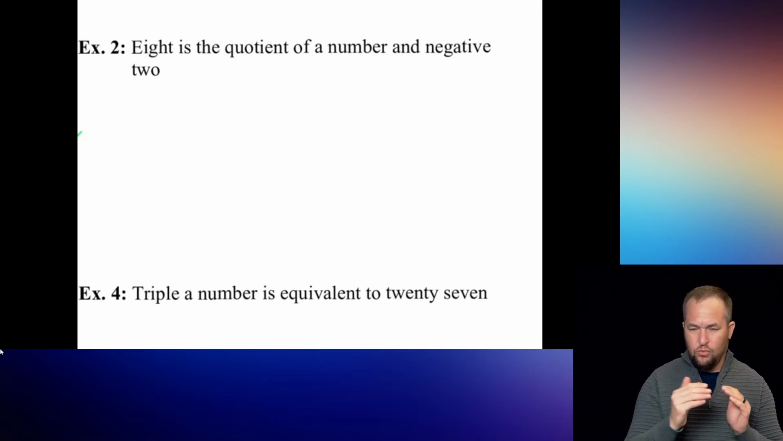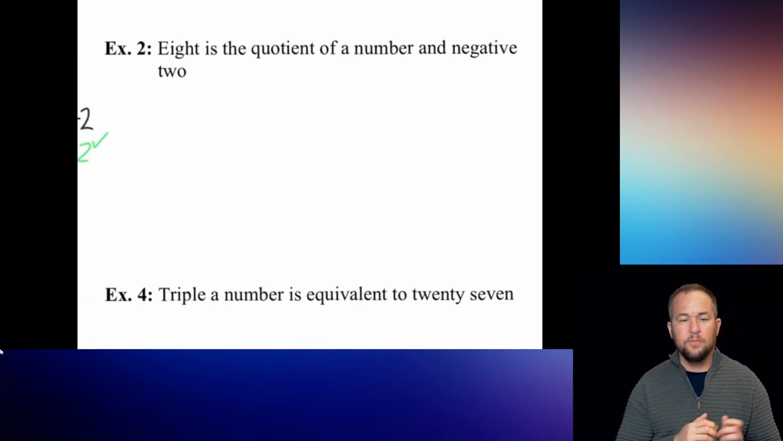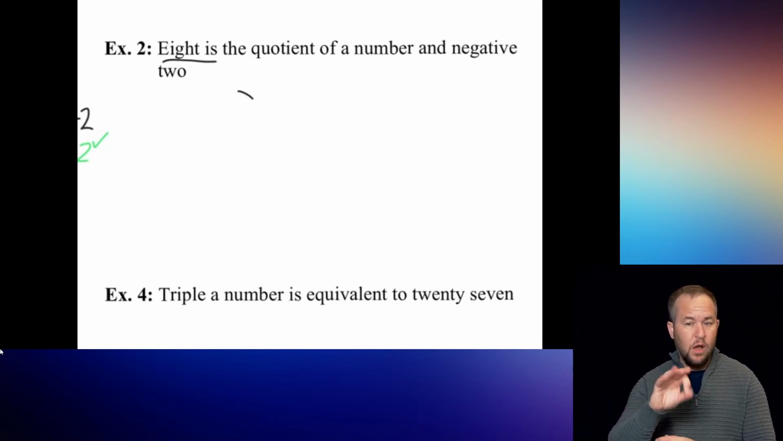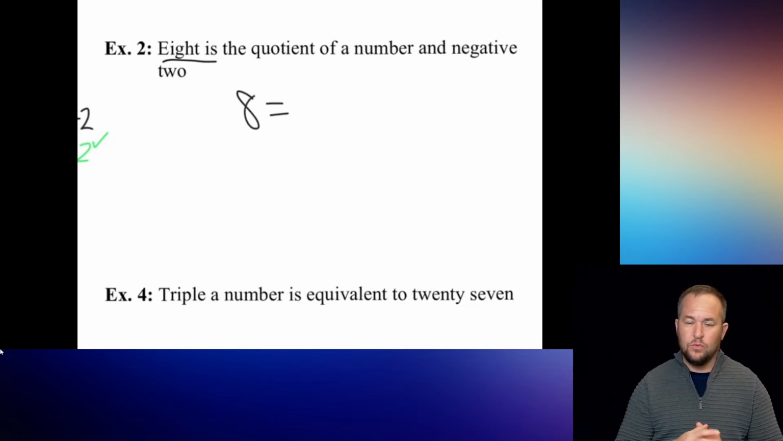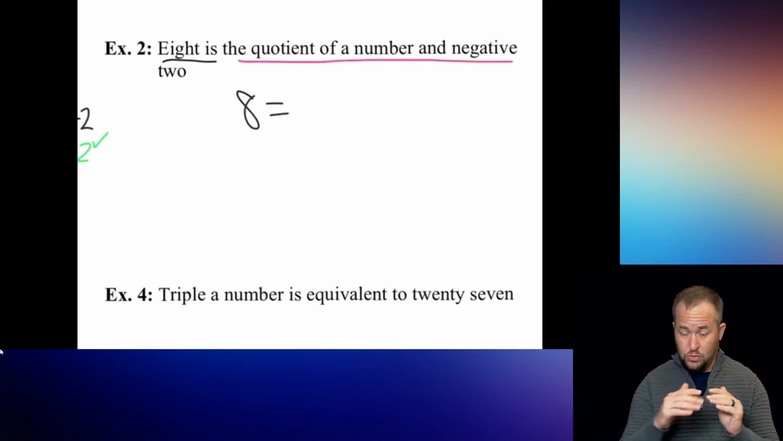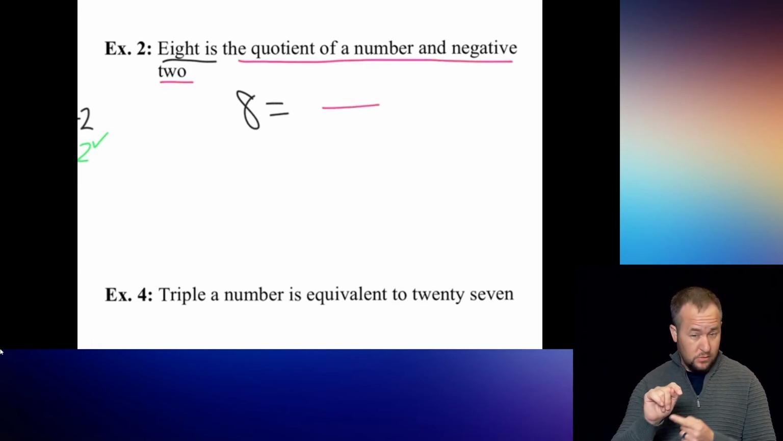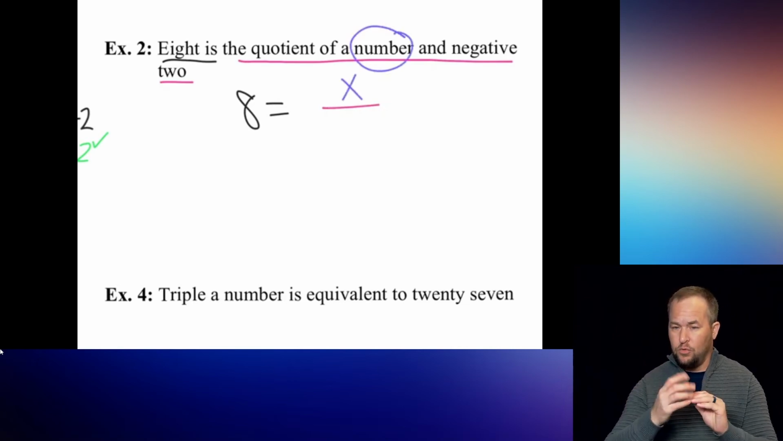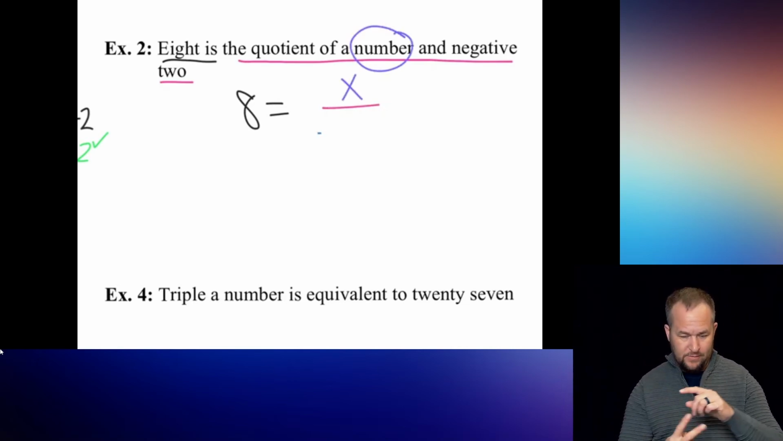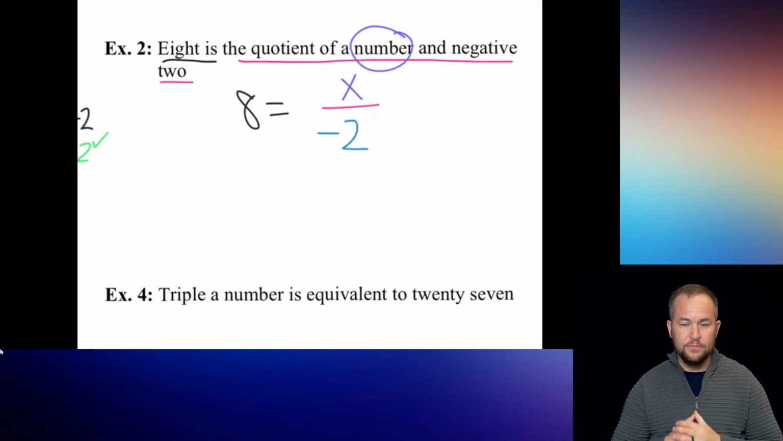All right, and then looking at the next one, 8 is the quotient of a number and negative 2. So again, 8 is, I'm going to start there, 8 equals. And then it says the quotient of a number and negative 2. So quotient I know is division. And the number is listed first, so x over, and then my denominator is negative 2. 8 is the quotient of a number and negative 2. Good, so we feel good about that.